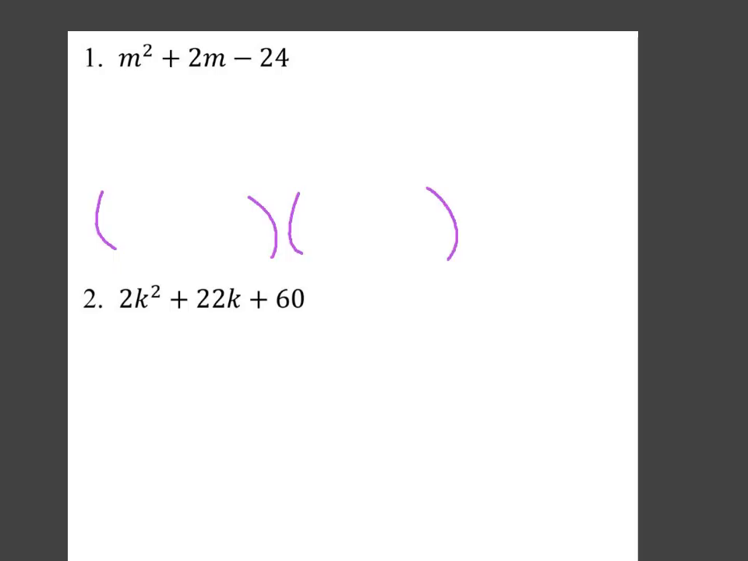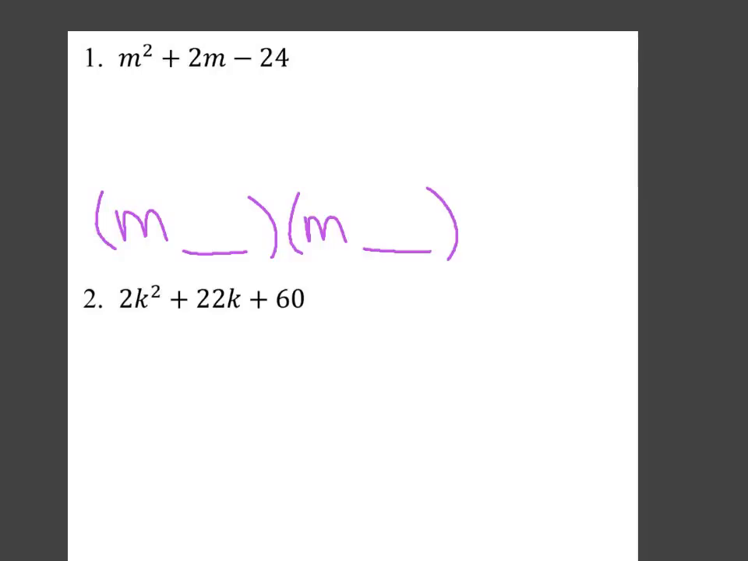Now, the beginning of this binomial always has to be the variable. So I'm going to put an m here and an m here. And again, that's because when I go m times m, that's how I get this m squared. Now I have to figure out what two numbers am I going to put in this back area. And remember, these two numbers, when I add them together, have to make positive 2. And when I multiply them together, have to make negative 24. So I have to figure out what numbers can do that.